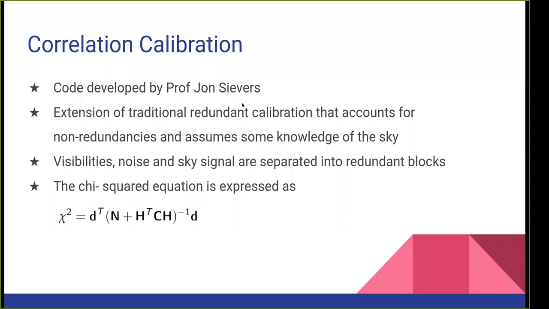provided by CorrCal. So what CorrCal does is it computes a chi-squared and minimizes that chi-squared and returns the recovered gain amplitude and phase results. So the chi-squared is given by the equation that's shown, where D is your visibilities, N is your noise covariance, H is your inverse gains, and C is your sky covariance or visibility covariance.